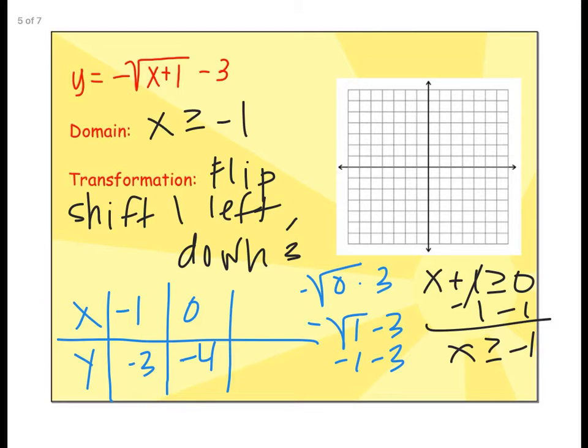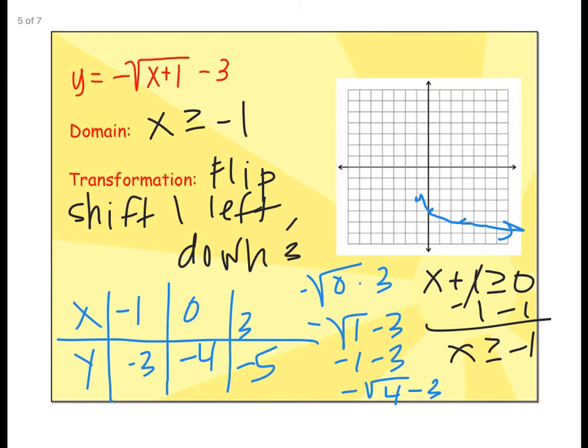Let's think. Next I'd probably do 3, because that would give me negative square root of 4 minus 3. So that would give me negative 2 minus 3, which is negative 5. And then if I was going to pick another one, I'd probably do 8, which isn't quite going to fit on our graph because it goes up to 7. So we'll use these ones to get started. So my first point is going to be at negative 1, negative 3. Okay, 0, negative 4, and 3, negative 5. So I can see it's got that starting point.